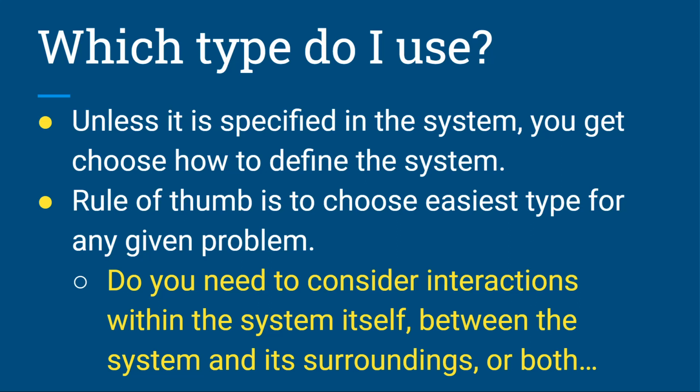Okay, and so you have to start thinking about those interactions and what would make your life easier, how you could solve that problem easier. Ask yourself questions like, do you need to consider interactions within the system itself, between the system and its surroundings, or both of those things? That will help you determine which type of system you need to use for that scenario. It's going to take a little bit of practice to get the hang of it.